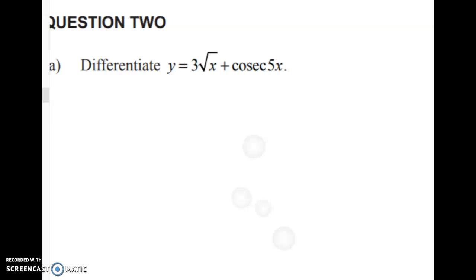So the first thing we need to do is to rewrite it with fractional powers. Makes it much easier. So 3 times x to the power of 1/2 plus cosec of 5x. Now remember, you get a formula sheet that tells you about the derivative of cosec of x, but you have to recognize that we've got 5x, so we're going to have to chain rule on that.